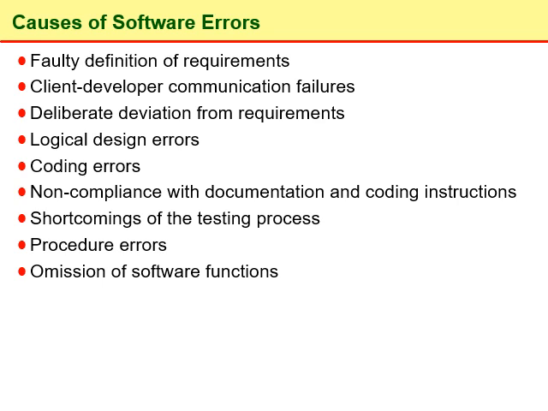Deliberate deviations from requirements, where sometimes the customer's requirements are deliberately not implemented, also lead to errors. Logical design errors, of course, that's very obvious. Coding errors, or not following the appropriate coding standards and practices, non-compliance with documentation and coding instructions, shortcomings of the testing process, procedural errors, and omission of software errors. These are some common reasons for errors in a software system.